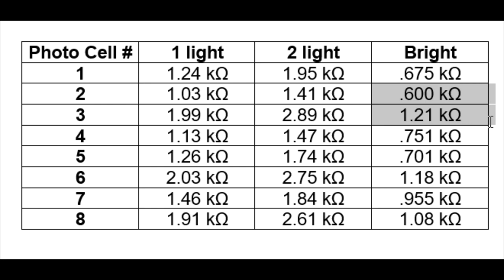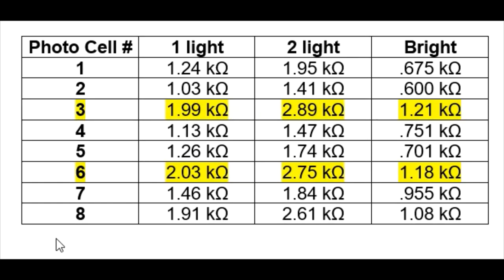So the trick here is we want to find 2 photocells that are very close in value at all 3 light conditions. So after looking at the data, I'm going to choose photocells number 3 and number 6. As you can see, under all 3 light conditions, they have approximately the same value. Now, most people just skip this step. This is very important, however, if you want your solar tracker to point in the right direction.